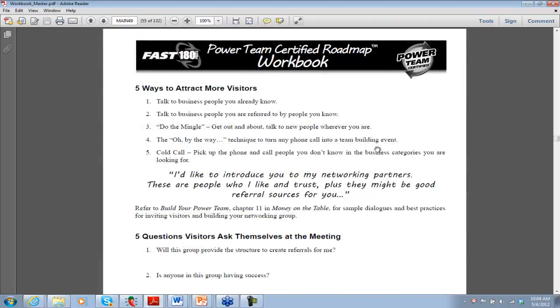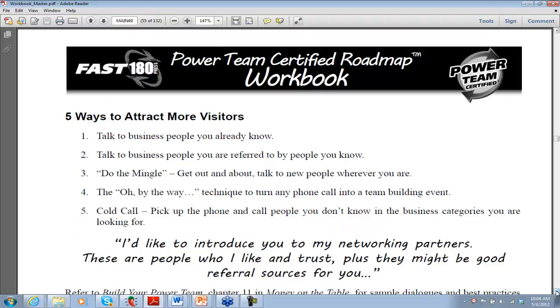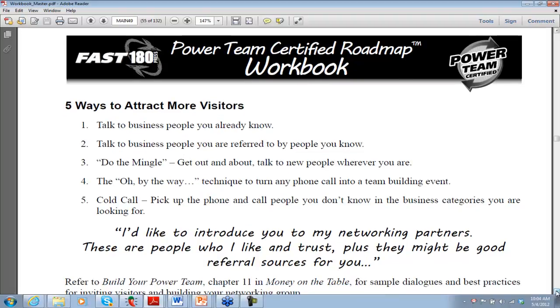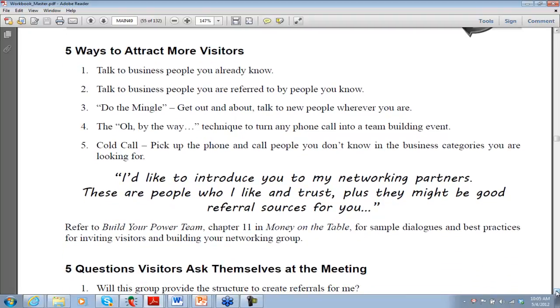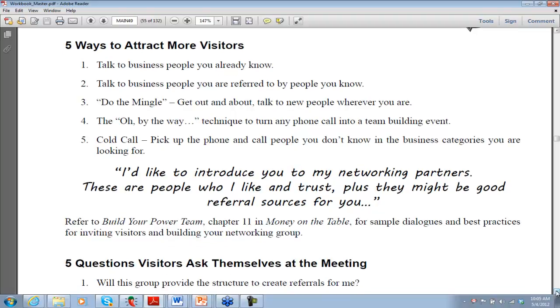So we start by knowing who you want to invite. And the roster success worksheet is also beautiful for helping us do that. But let's quickly go through the material here and make some sense of it. So you've identified the people that you want to invite. Now, where do you find them? Okay, so we've got 5 ways to attract more visitors, and we're going to focus on the first 4. Number 1 is talk to people you already know. Who are people that you know, like, and trust in these business categories? It's a good candidate for possibly becoming a visitor to your BNI group.